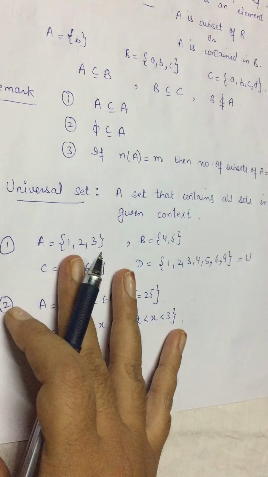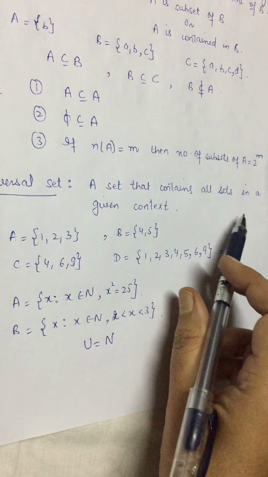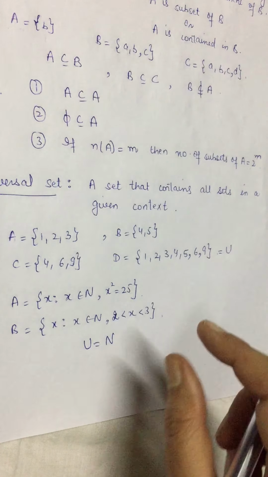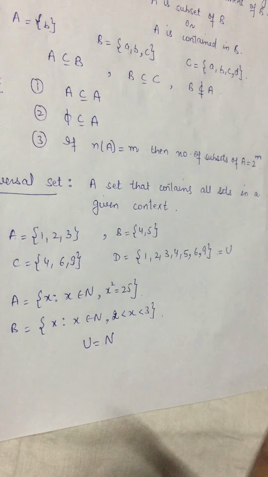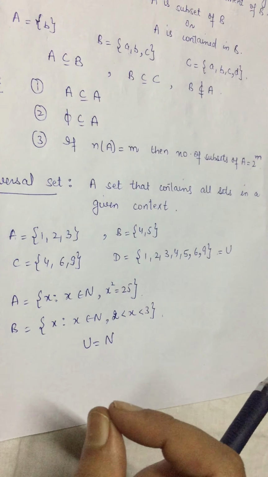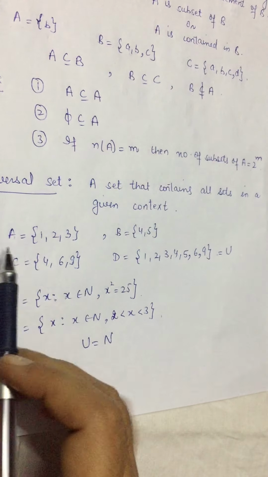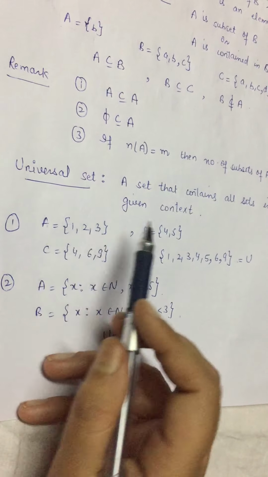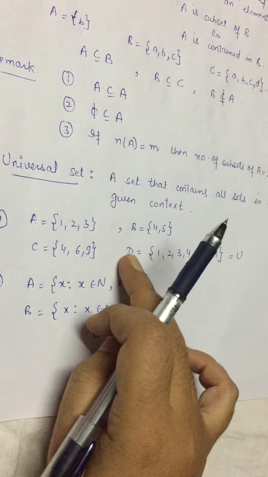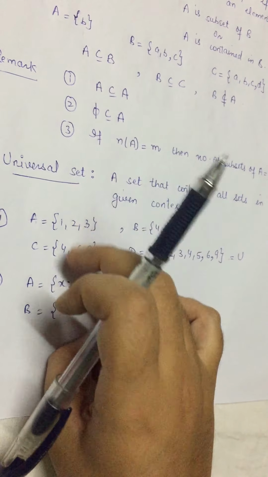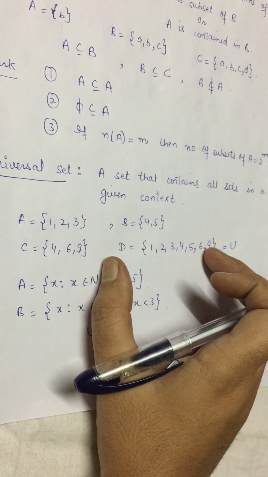So next type is the universal set. A set that contains all sets in a given context, that set is a universal set. When we are dealing with a problem, then a set which has all the elements of the other sets is the universal set. Like in the first example, I am dealing with A, B, C and D. Here D is a universal set. How is it a universal set? Because D has all the elements present in other sets. So I can consider D as a universal set.